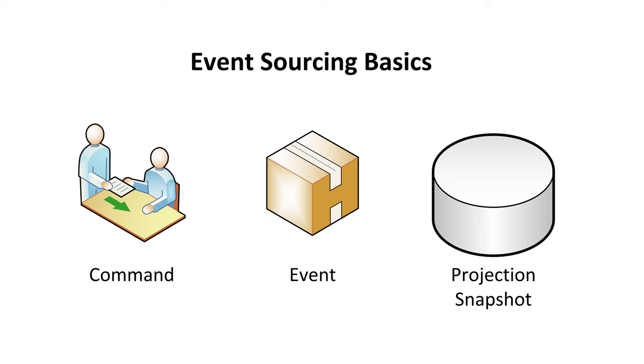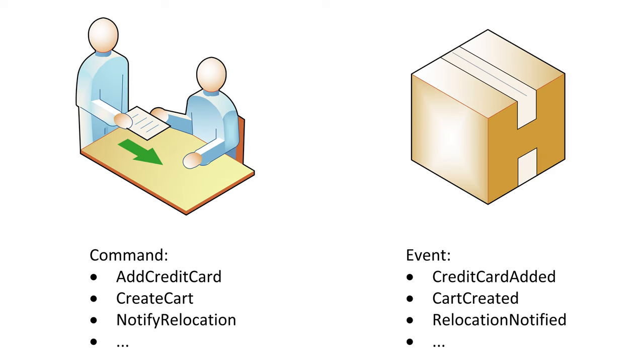So a command is something someone or something asks to get done, so it has this imperative form: add credit card, for instance, create card, notify relocation. And then you have events. That's something that has already happened, so it is in past tense: credit card added, card created, relocation notified. It's something that has happened and it's immutable by definition.